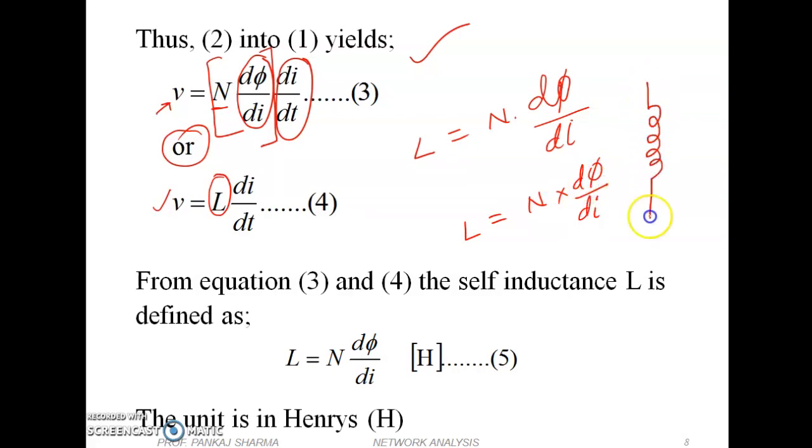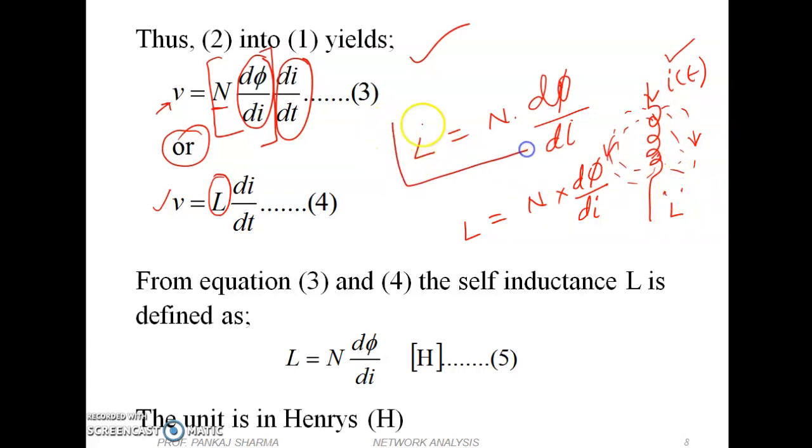This is your inductor and this is your i(t), time variable current, and this is your setup of flux because of this i(t). Whenever i(t) is changing, this phi is also changing, and this phenomenon brings about your L. It is L, which is your N into d phi by di.